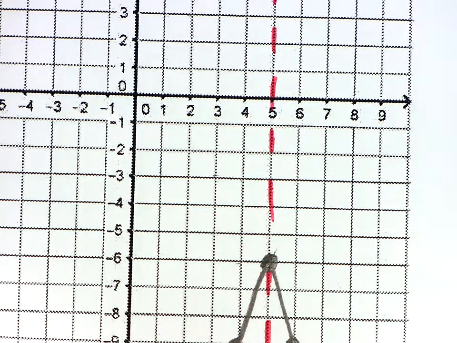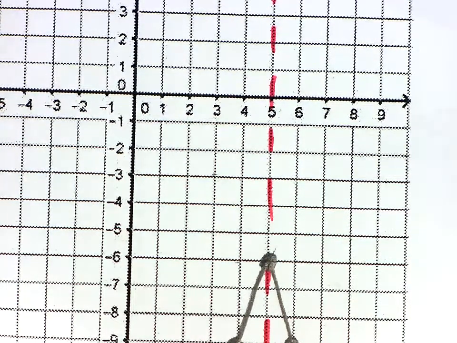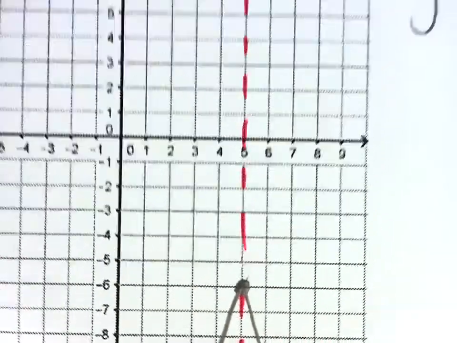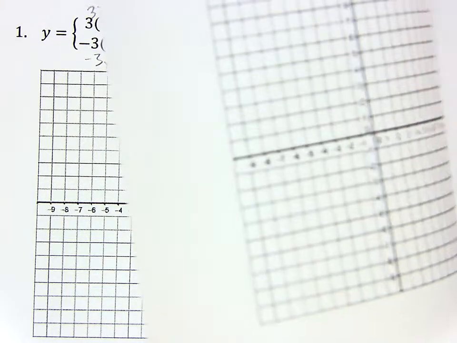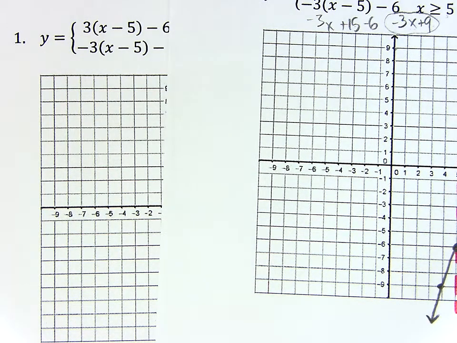Right, when I plug it in, it's going to change. But that vertex is at 5, comma, -6. Does everybody agree? I apologize if you said it and I misheard you. So 5, -6. Michelle, I think you'll need one of these. We're just finishing up the first one together.